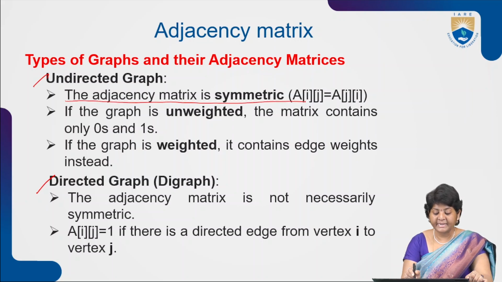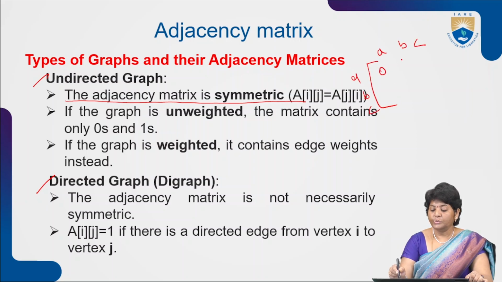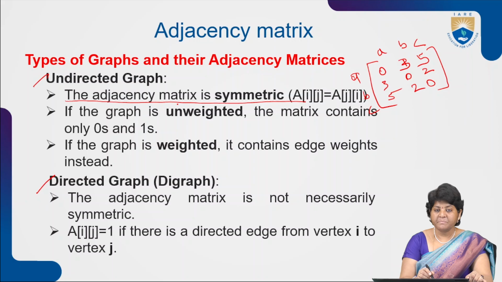So first, consider an undirected graph. The adjacency matrix is symmetric, that is, A, B, C with 0, 1, or we will take its weights 3, 5, 3, 5. Some weights we will consider as 2, 2. This is a square matrix for an undirected graph. In the previous example, as we saw, this is a square matrix representation. And here the adjacency matrix is symmetric for an undirected graph.